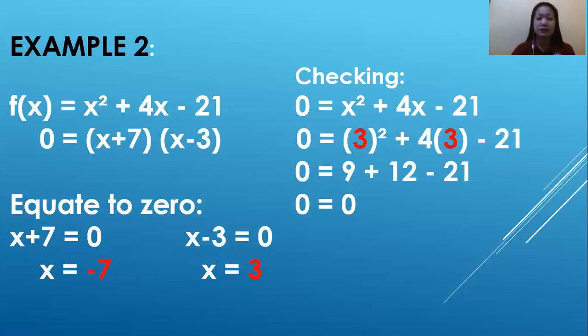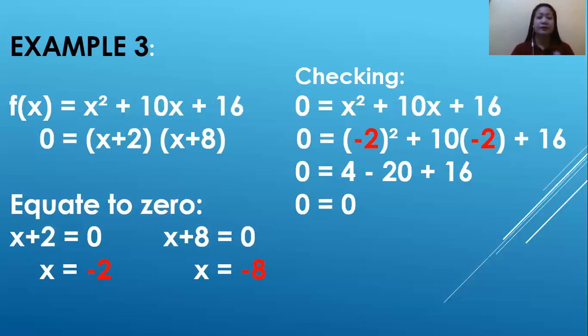How about the value of x is equal to 3? x squared is 9, plus 4 times 3, we have positive 12, minus 21. When we add 9 plus 12, we have positive 21, minus 21 is equal to 0. Therefore, both the values of x, which are negative 7 and 3, are the correct values for the given equation or function.